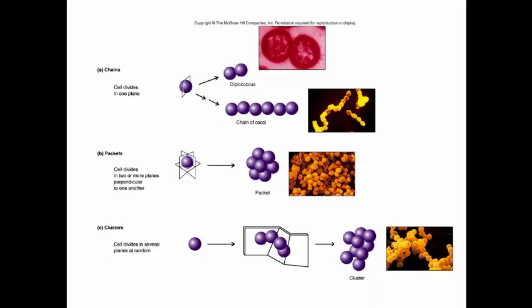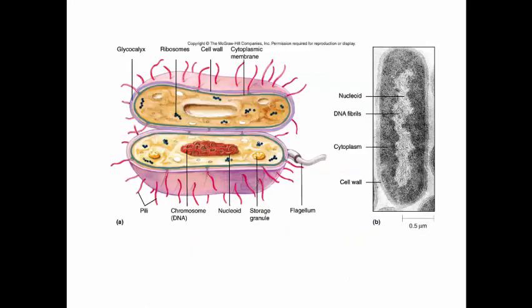Clustering will occur if you have cell divisions where they have several, what are called division planes, and they're very random. So it could be in the X plane, the Y plane, the Z plane, in between, etc. Okay? The packets, you're going to get it dividing in two or more planes perpendicular to one another. The clusters, you're going to have it all over the place, and you can see that. And the cluster, you see that last image there down in the lower right. That's Staphylococcus aureus, the cluster of grapes, the golden grapes. Okay? Then we also have to deal with multicellular associations.